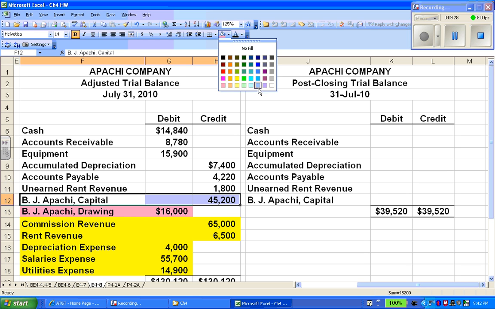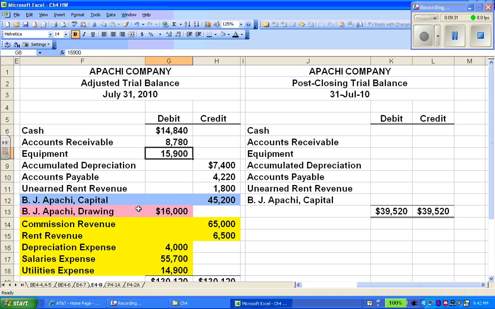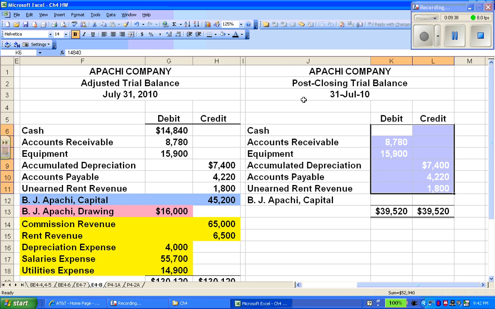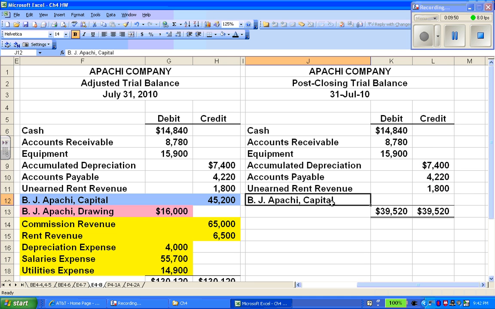I'll highlight that in blue, so we'll make sure we watch that one. But all these other ones I can just transfer right over to my post-closing trial balance. I'm just taking those exact amounts and carrying them over. Right, here's accumulated depreciation as a credit, accounts payable, here's my cash as a debit. And now for my capital account, I do not want to take this 45,200, right? We closed out all these other accounts, the drawing, the revenue and expenses to this balance of 45,200.